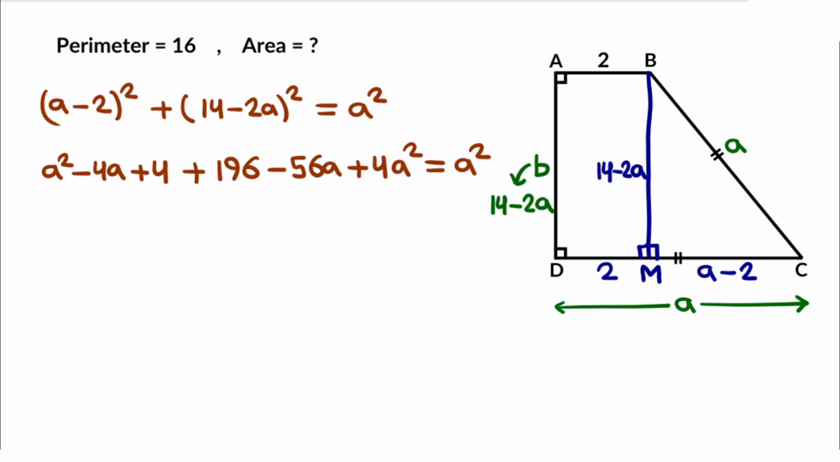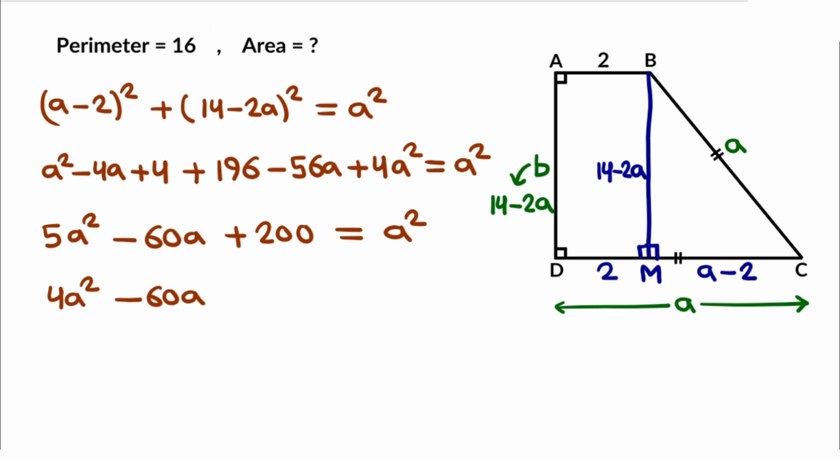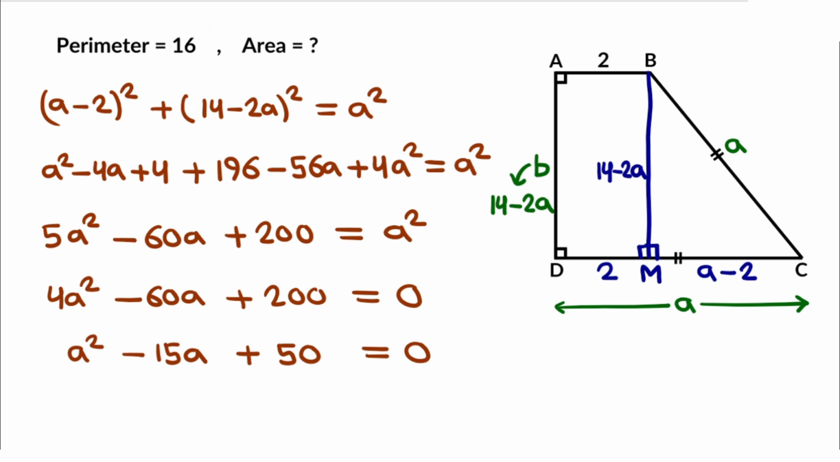Combining like terms gives 5A squared minus 60A plus 200 equals A squared. Subtract A squared from both sides. 4A squared minus 60A plus 200 equals 0. Divide everything by 4. A squared minus 15A plus 50 equals 0. That one should factor nicely.